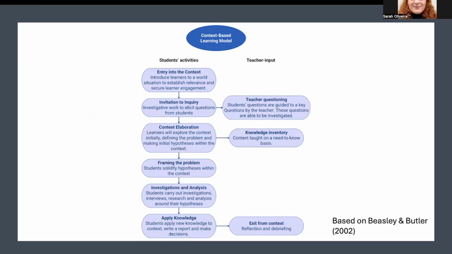So how you might do it might start with the students' activities, where you have entry into the context, where you introduce the learners to the world situation, establish relevance and secure learner engagement. And then you would invite them to inquire, do some investigative work, questions from the students. So you're trying to encourage and establish that they're now moving into an inquiry. Now, whether you do that in the first lesson or whether you do that in a series of lessons, it's completely up to you. And how you engage them is important, because you don't want them just loosely wandering.